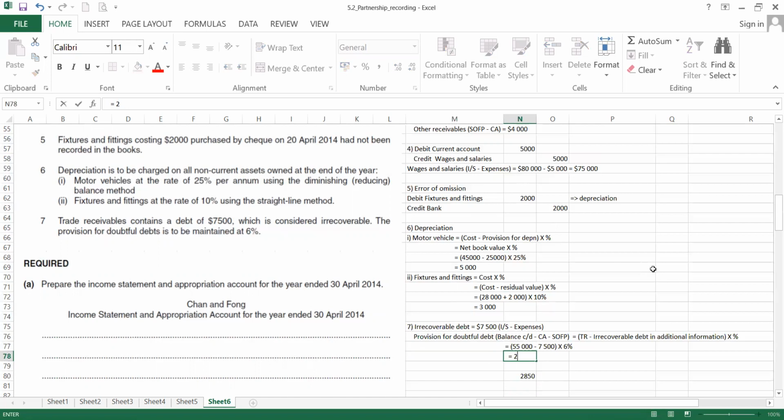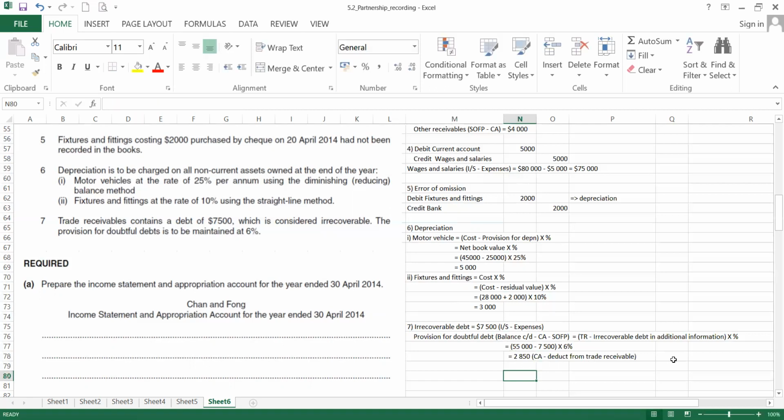So we get 2,850. So this is the amount. This amount will appear in the current asset, deducted from trade receivable. So take notes for it.